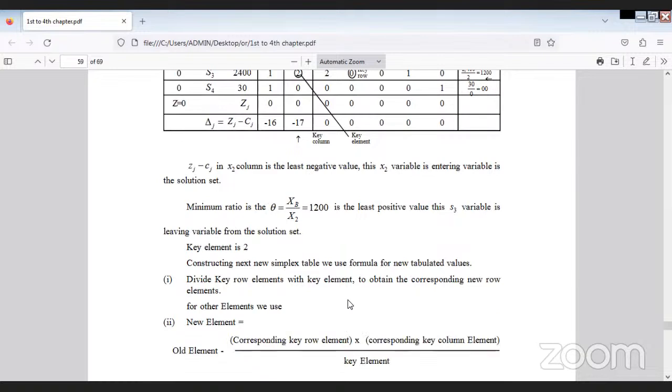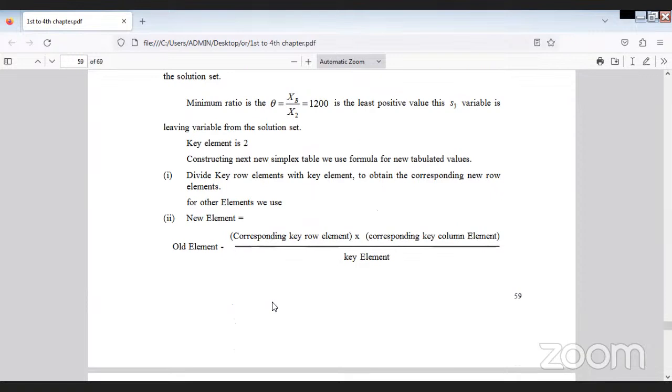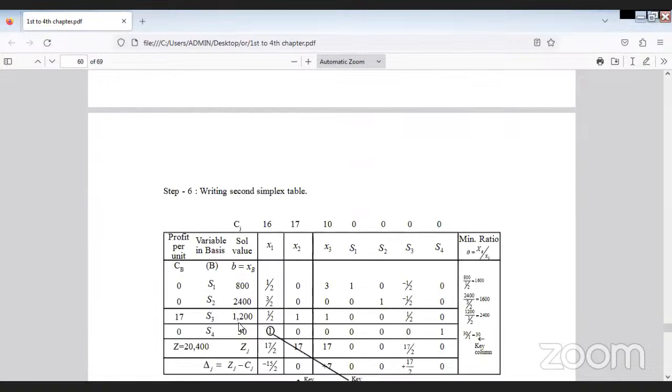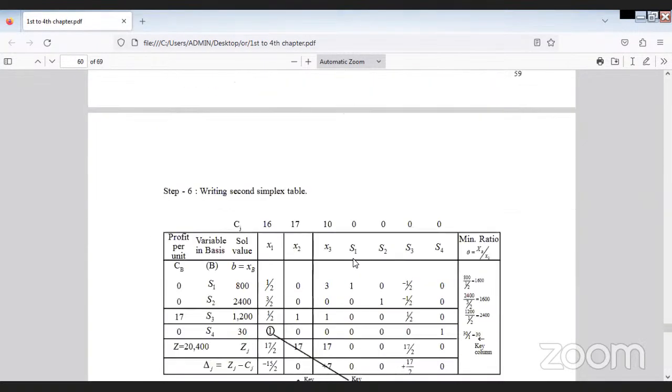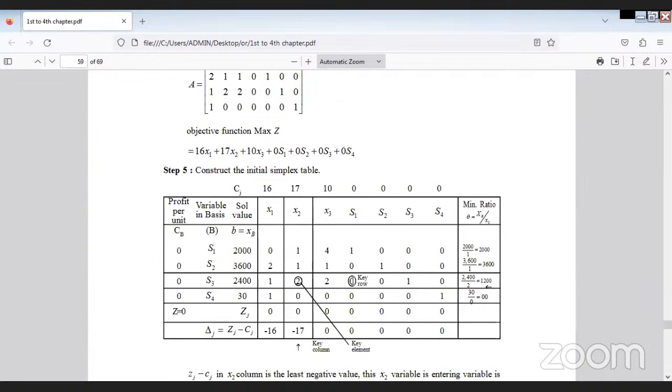So therefore constructing the next new simplex table, use the formula for new tabulated values here. Divide key row elements with the key element to obtain the corresponding new row elements. For other elements, the new element is the old element minus the corresponding key row element times the corresponding key column element divided by the key element. So then writing the simplex table very easily, again s1 s2 s3 s4, 800 for b4, what we have taken earlier here.